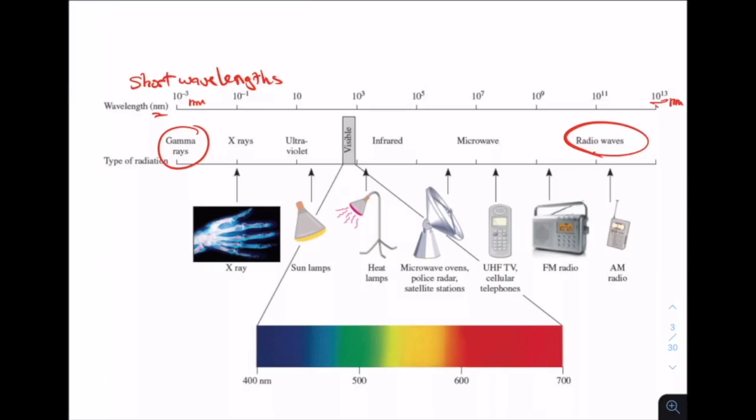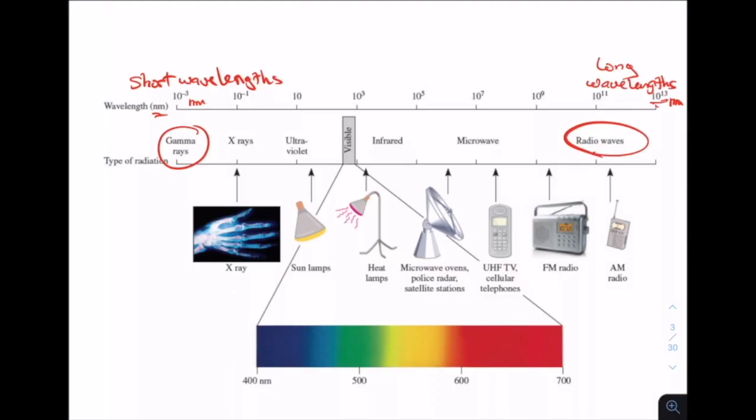Given that a nanometer is 10 to the negative 9th meters, that means that we have 10 to the 4th meters. That's the length. 10 to the 4th, that's 10,000 meters. That's the wavelength of radio waves. So these are very, very long wavelengths.